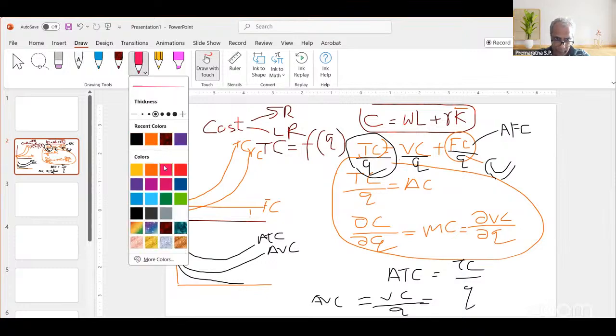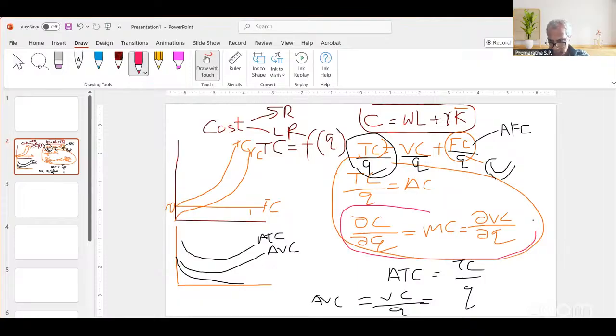Now, another important thing we get here is the marginal cost curve. That is either the slope of the total cost curve or the slope of the variable cost curve. The marginal cost curve always goes through the minimum point of the average cost curve. I will take it again and show you. This is the short run picture.